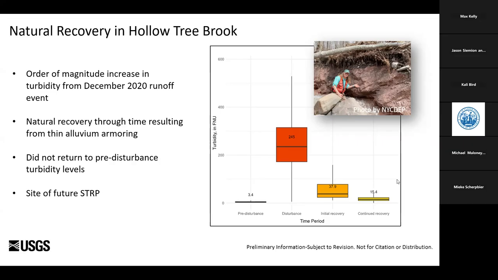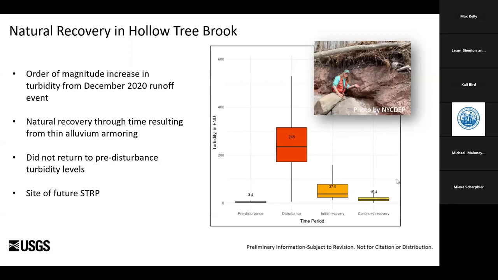We have a pre-disturbance period here where the median values from 2016 through 2020 were only 3.4. So very low turbidity coming out of the stream for a period of about 4 years. Then we have that large December 2020 runoff event. And we can see that dramatic increase where the median is now up to 245. And that box for the disturbance period represents about 5 months after the storm.